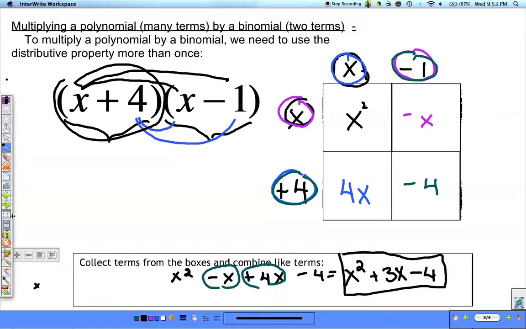I'd love to see you doing the box method when I walk around and check your work, because, like I said, it's going to really help once we start factoring these things. So in our next video, what we'll do is show you how to multiply a binomial times something with more terms.